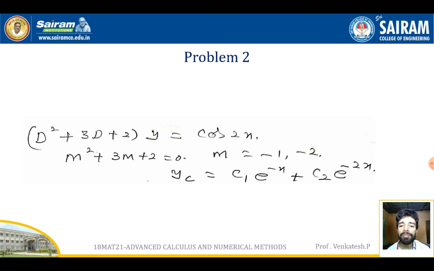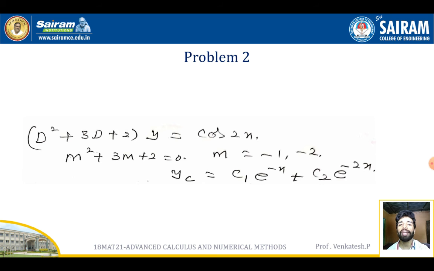Here we have to observe that on multiplying we have to get 2, adding we have to get 3. So 2 into 1 I can take. So I'll get m square plus 2m plus m plus 2 is equal to 0. On taking the common factors, I'll get the roots like m is equal to minus 1, minus 2. So here the roots are real and distinct. The complementary function will be yc is equal to c1 e power minus x plus c2 e power minus 2x.